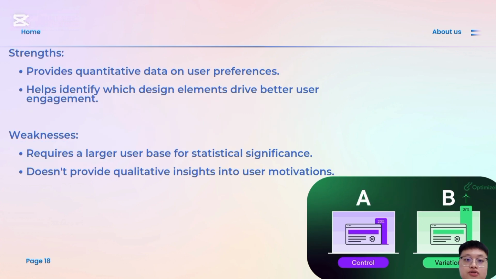Now we are going to talk about the strengths and weaknesses of A/B testing. So for the strengths, A/B testing provides quantitative data on user preference on the Popper. Not only that, it also helps to identify which design elements drive better user engagement. While for the weaknesses, it requires a larger user base for statistical significance. Not only that, it doesn't provide qualitative insight into user motivation.